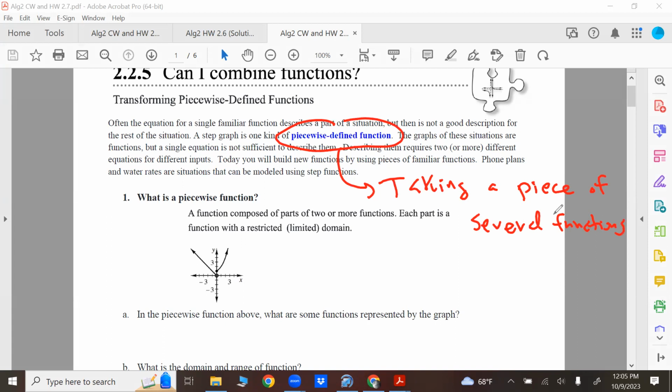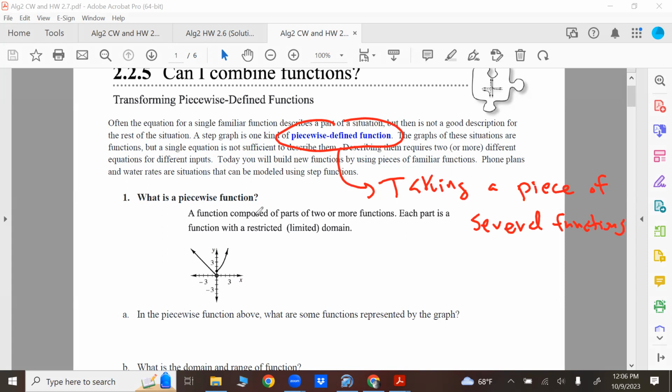The first piece off to the left. What does that look like to you, that first piece? What shape does that look like? Linear, like a line. How about the second piece? What does that look more like? Parabola. Now, is this a whole line? No. Is it a whole parabola? No. It's a piece of each. That's what's called a piecewise function. You're taking a piece of several functions.